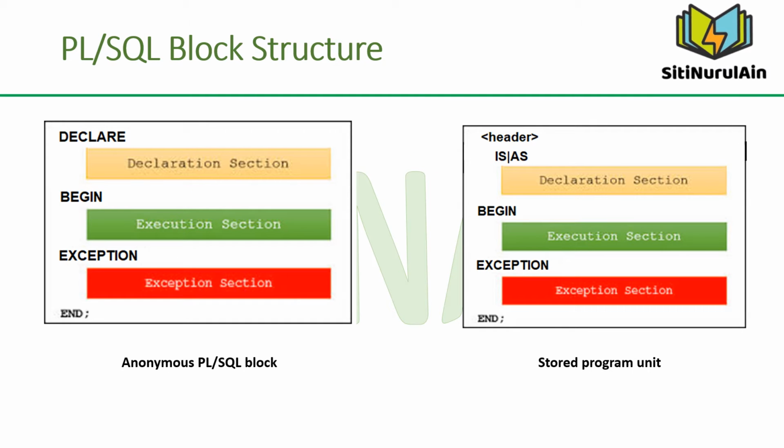An anonymous PL/SQL block structure consists of an optional declare section, a mandatory begin-end block, and an optional exception section before the end statement of the main block.